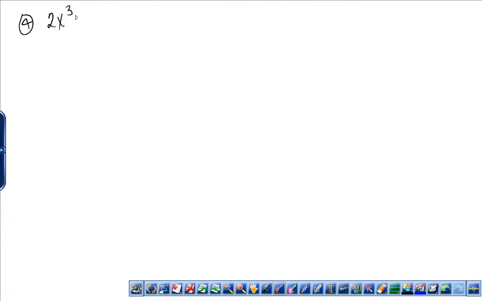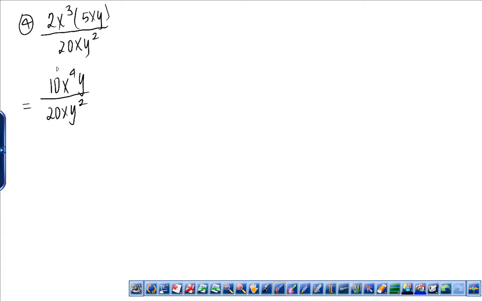2x to the 3rd power times the value of 5xy. Let's put that over 20xy squared. So how about we simplify the top first, multiply my coefficients, which gives me a 10, multiply my x values, that's going to give me x to the 4th, and a y, over, my bottom stays the same. 10 over 20 is just a simple fraction there, so that's going to simplify to a half, so that's 1 over 2. And you don't have to put the 1.